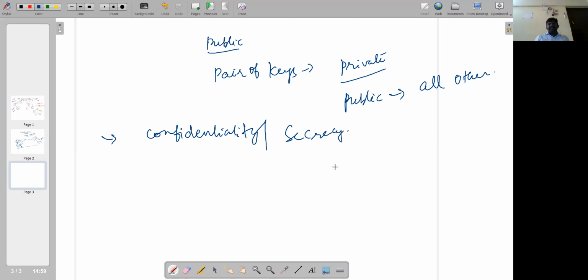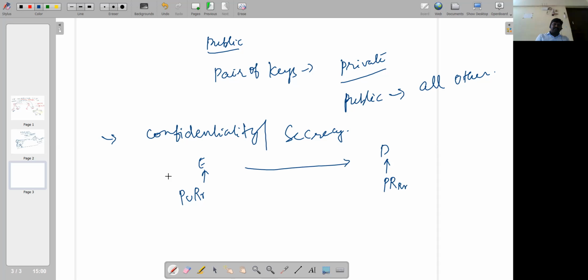When you talk about confidentiality or secrecy, if the receiver's credentials are used for encryption and decryption, encryption has to be carried out using the receiver's public key, and then decryption is carried out using the receiver's private key.